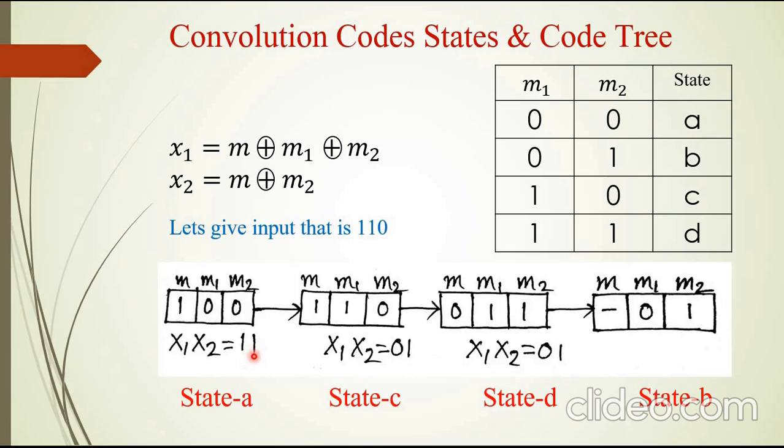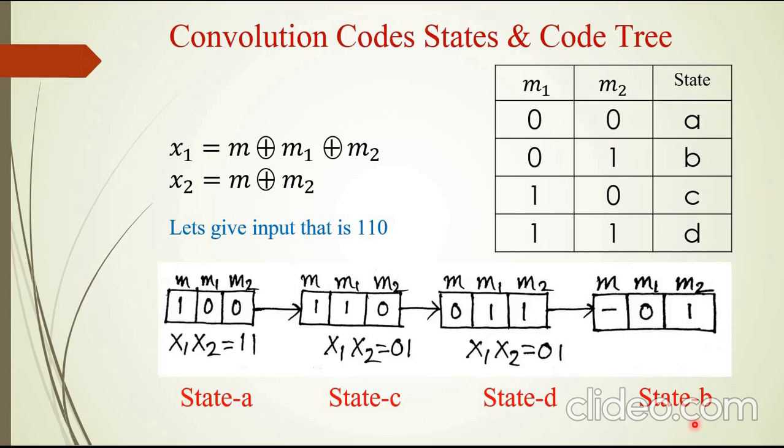And we know that when M1 and M2 is 0, 0, it means it is state A. When M1 and M2 is 1, 0, it means it's state C. When M1 and M2 both are 1, it indicates that it's state D. And here M1 and M2 is 0, 1, so it is in state B. So state A, state C, state D, and here state B.